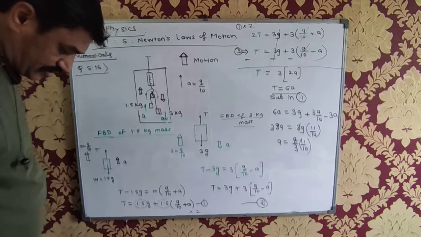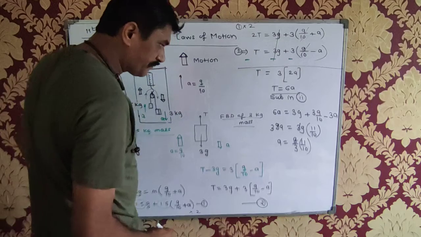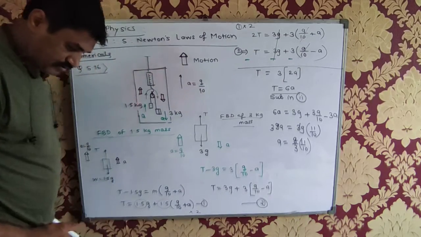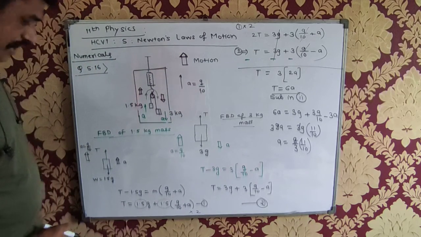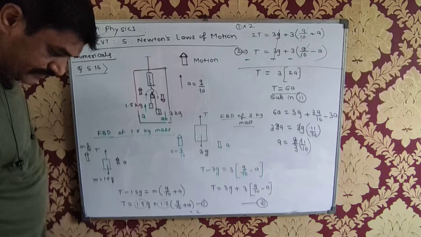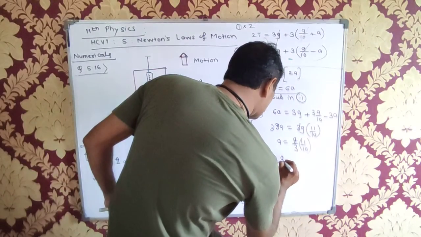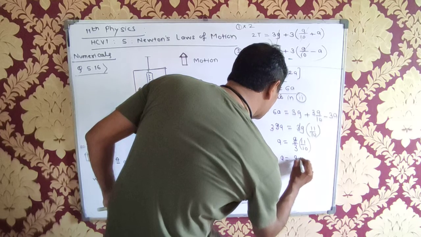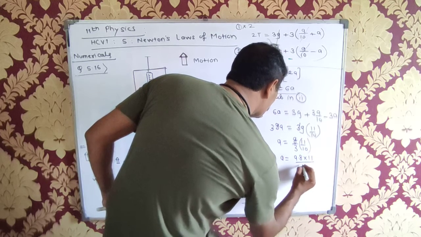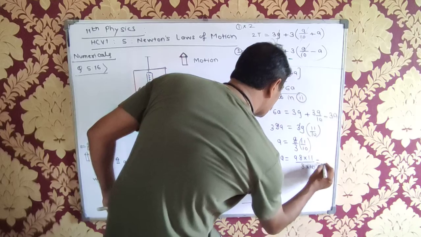So how much acceleration comes out in that case? Let me substitute here now. How much is g? Have they given any value of g there? No. Let me substitute 9.8. So acceleration a is equal to 9.8 into 11 upon 3 into 10. Calculator, please.